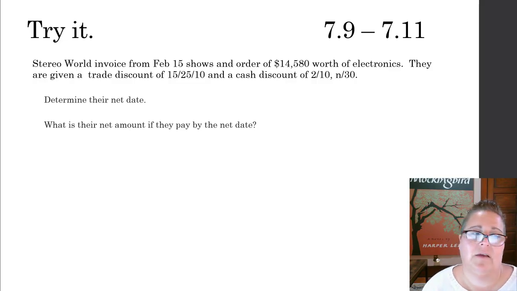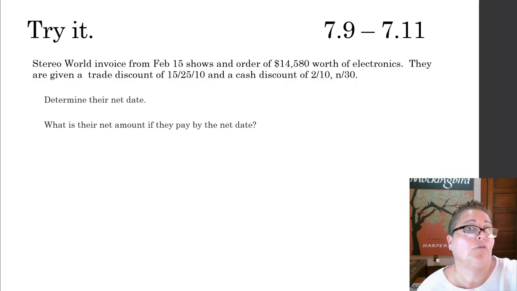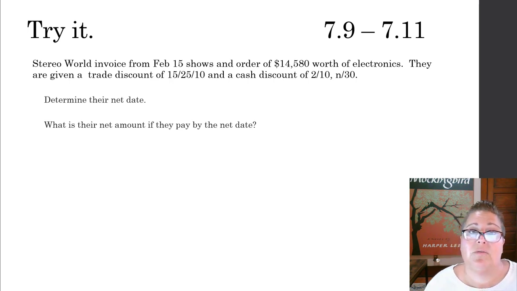The trade discount is a series discount from last time. Series discount is from chapter 7, section 3. So I'm pulling in information from previous presentations. That's fine. We can do that. We had a trade discount of 15, 25, 10, and a cash discount of 2, 10, and 30. Determine the net date. Okay.